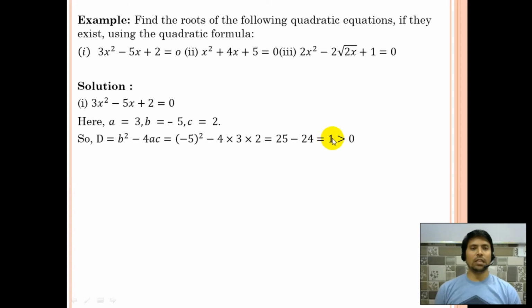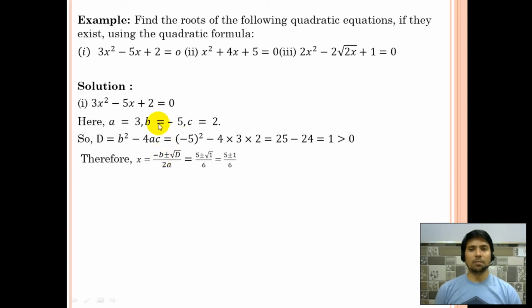And 1 is greater than 0, as we have discussed that D should be greater than or equal to 0 for the real roots. So we have observed here that the D value is 1, which is greater than 0. So the equation has real roots. These real roots can be found by this formula, x equals minus b plus minus root D upon 2a. We will now put the value of b.